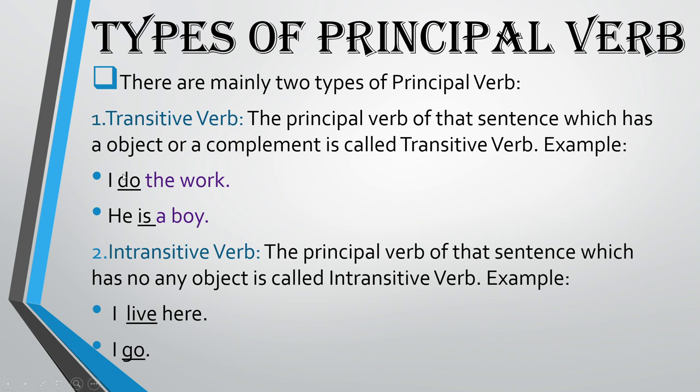So the verbs which have an object or a complement are called transitive verbs, right? In "I do the work", in the last there is an object which is the work, so "do" is a transitive verb. Then in "He is a boy", "a boy" is a complement situated after the verb, so "is" is a transitive verb. So transitive verb is finished.